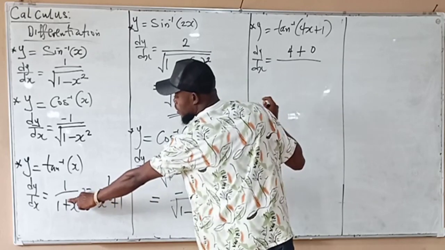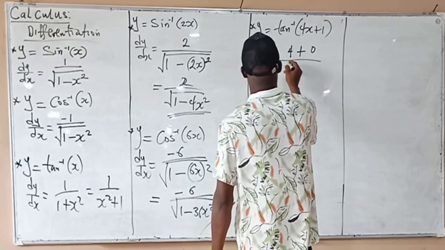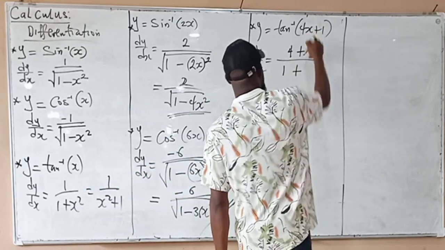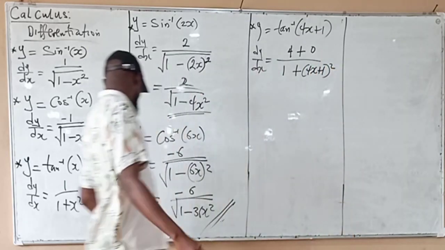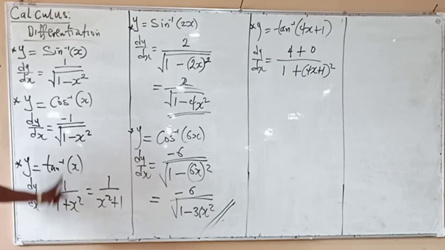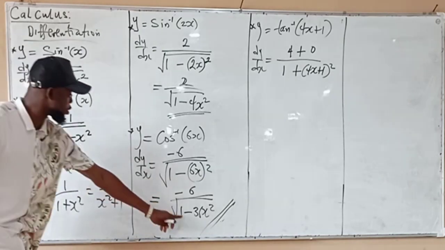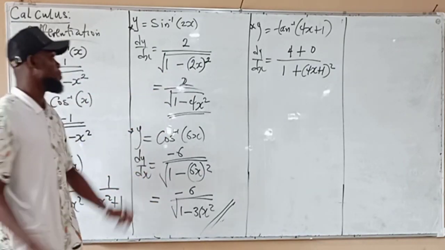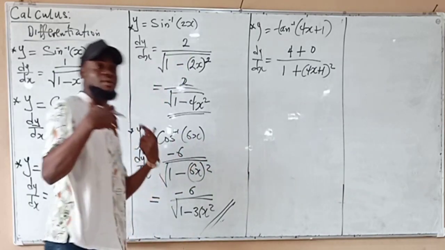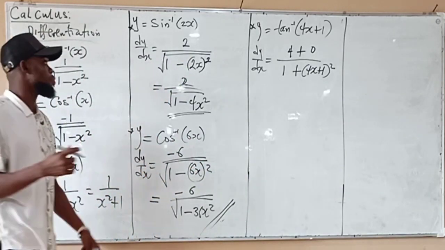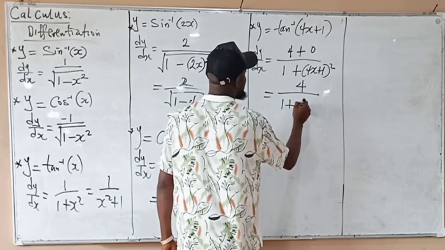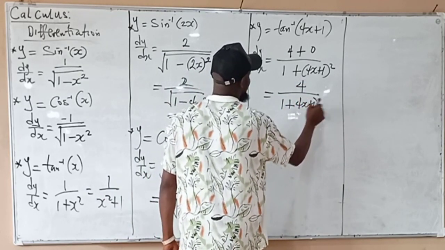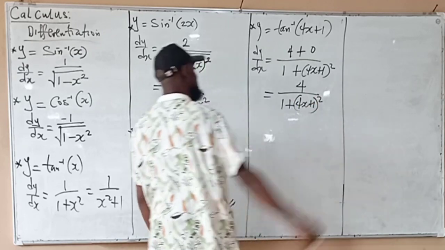Over, remember this one doesn't have a square root, because it is not the numerator from tan inverse. So you will have 1 plus the same thing here, which is what? 4x plus 1, squared. As you can see, this and this will change, but this one is always 1. Check, it's always 1 there. But the other ones will be changing irrespective of the question we are having. So this one is going to give us 4 over 1 plus (4x plus 1) squared.